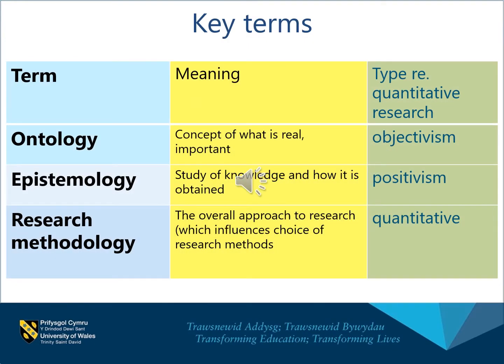A reminder that ontology is the study of what is real or what is important, and in the context of quantitative research, typically researchers would have an objectivist ontology. Epistemology means the study of knowledge and how it is obtained. And typically, if you're in quantitative research, you are a positivist. Research methodology then is the overall approach to research which influences your choice of research methods, and of course that is quantitative.